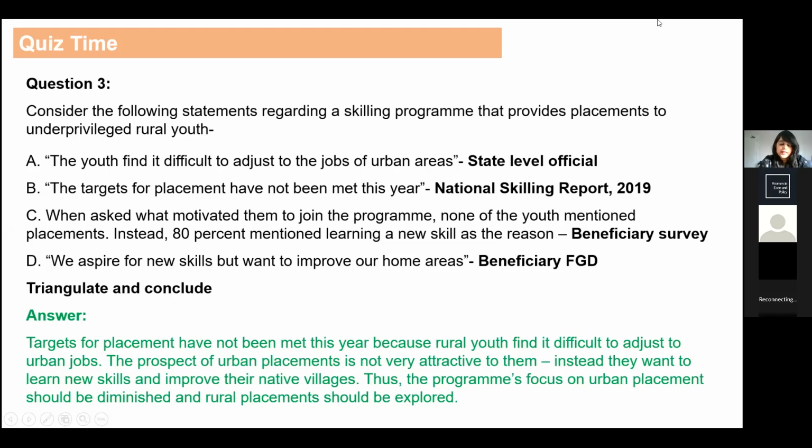And where are we getting this from? The state level official. The prospect of urban placements is not very attractive to them. Instead, they want to learn new skills and improve their native villages. This we are getting from the fourth statement, which is the beneficiary FGD. Thus, the program's focus on urban placement should be diminished and rural placements should be explored. So at the same time, we know that they want to learn a skill, but they also want to work towards their native villages. And that's why perhaps urban placements have not worked so far, and they are finding it difficult to work in the urban area.